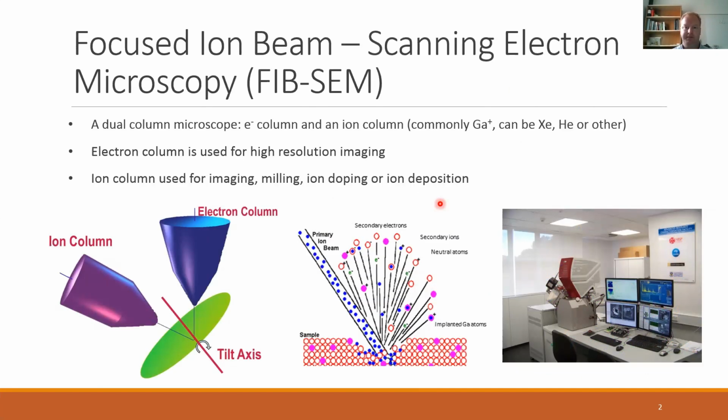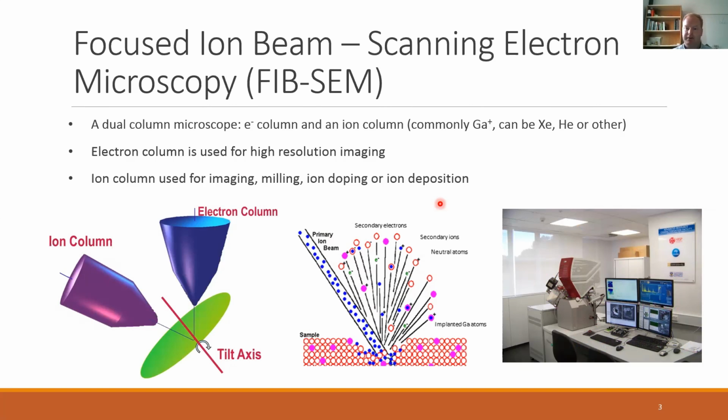So focused ion beam scanning electron microscopy is a very mature technique nowadays. I think you'll find most major universities have one of these instruments. They're extremely versatile. They're used for a range of applications, and it's really the combination of the electron microscope for imaging and the ion column for milling, depositing, and some more material science applications, ion doping, deposition, and so forth.